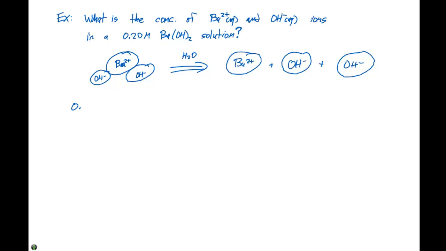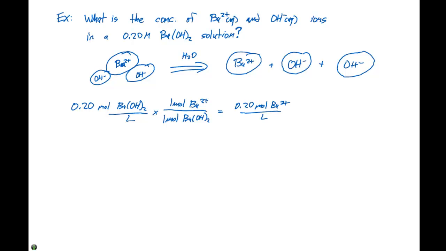Initially we're going to start with 0.20 moles of barium hydroxide per liter. For every 1 mole of barium hydroxide, Ba(OH)2, there's going to be 1 mole of barium 2+. Since we have a 1-to-1 ratio, that means we have 0.20 moles of barium 2+ per liter of solution, or we can say that our concentration of barium ions is 0.20 molar in barium 2+.